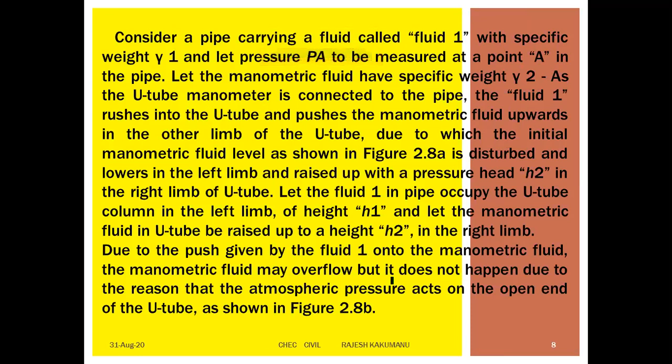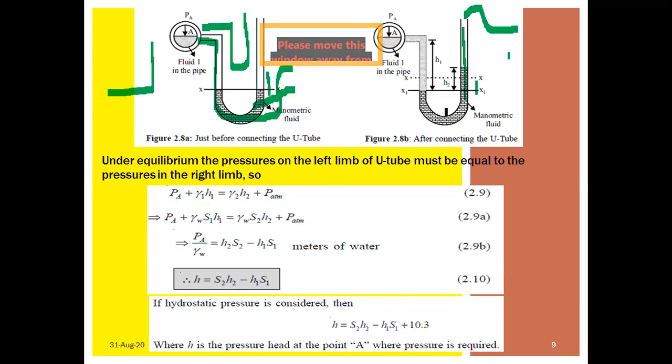Okay, it does not happen due to the reason that atmospheric pressure acts on the open end of the U-tube, as shown in figure 2.8b. Due to the push given by fluid F1 onto the manometric fluid, the manometric fluid may overflow, but it does not happen because atmospheric pressure acts on the open end of the U-tube. So it is saying it does not overflow because of the pressure differences between the tubes. So thereby it is happening in this process. So you don't have any issues with this problem.